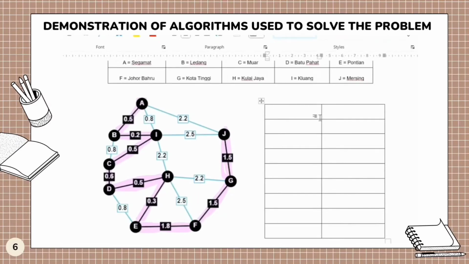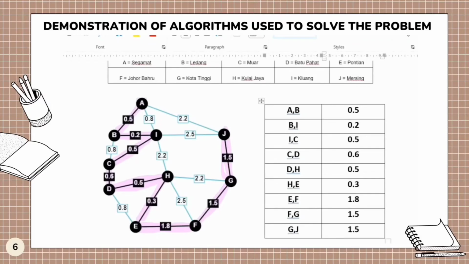To make it clear, we state it in this table. The first edge that we got is A to B with weight 1.5, and the second one is B to I with weight 0.2, and the third one is I to C with weight 0.5, and C to D with weight 0.6, and D to H with weight 0.5, and H to E with weight 0.3, and E to F with weight 1.8, and F to G we got 1.5, and the last one we got is G to J, which is 1.5.